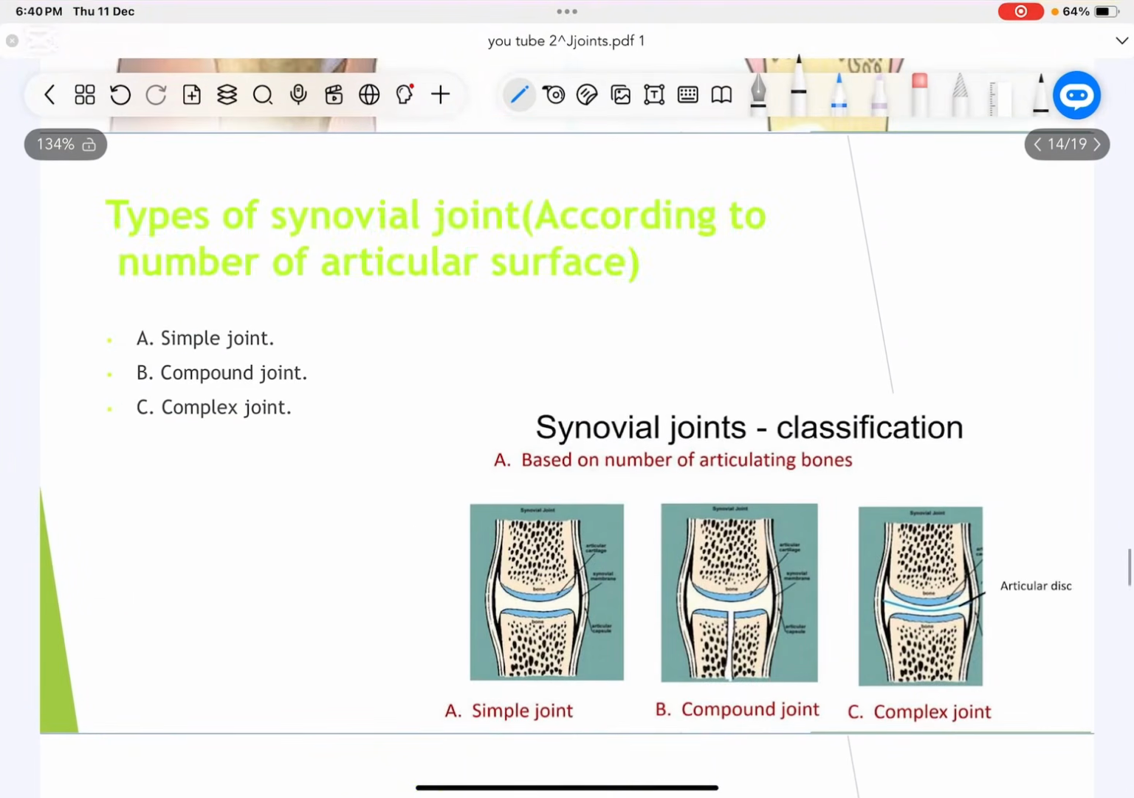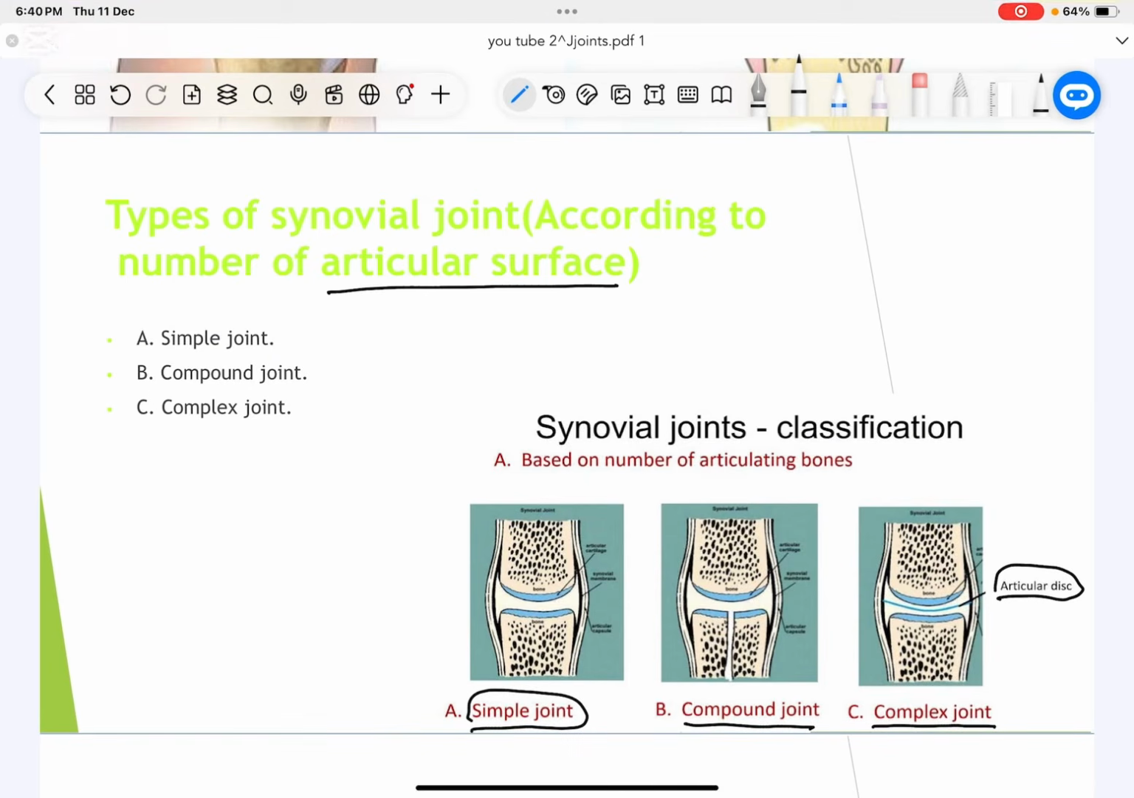So, these are the features or properties related with the synovial joint. Now, we are going to discuss the types of synovial joint. Types of synovial joints, or classification of the synovial joints, we can do in different ways. On screen you can see the first, which is according to the number of articular surfaces. So, if two bones are attached and making a joint, simple. More than two, we can say compound. Maybe two, but with the help of an articular disc it is divided into two compartments, we can say it is called complex.